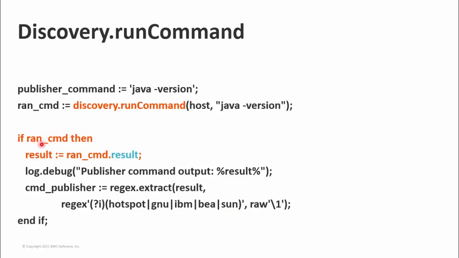So if it had a good value, then we can set a local variable called result to the ran command.result, meaning the result of this run command. So ran command.result is the result of Java -version. Next, we're logging that information. We're saying that the publisher command output was %result%. And then we're trying to get the publisher out of the result that was returned.